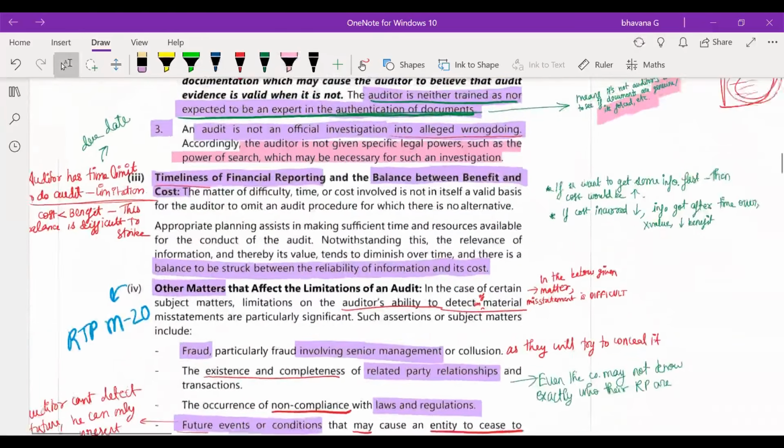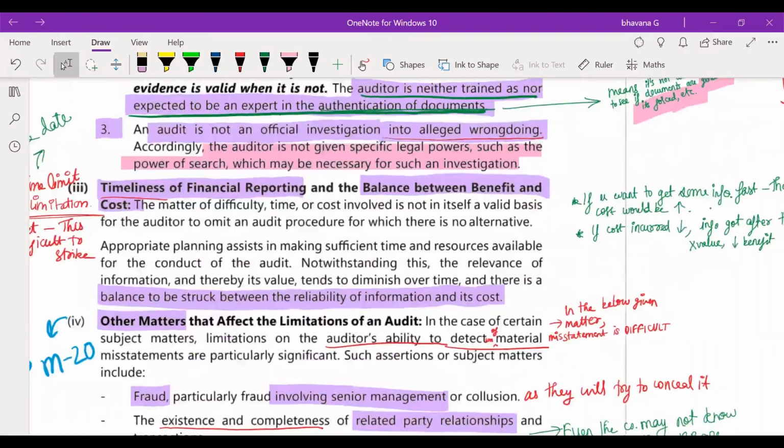The third one, they tell you, has already been asked as a question in one of the exams. I remember this, but I don't exactly remember which exam. So, audit is not an official investigation into alleged wrongdoing. Here what they tell you is that if the company is doing something wrong, that is nothing but wrongdoing, and I am not someone who will officially investigate it.